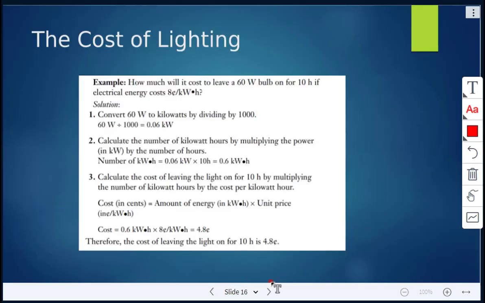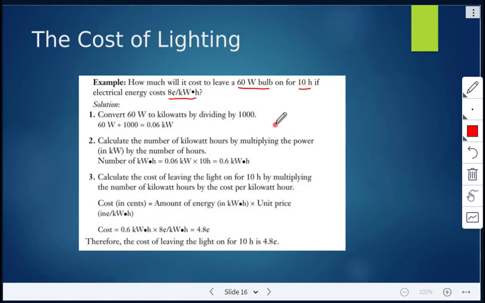All right, so let's take a look at this one example. How much will it cost to leave a 60-watt bulb on for 10 hours if electrical energy costs 8 cents per kilowatt hour? All right, so look at all the information that we are given. We have here a 60-watt bulb. It's on for 10 hours, and we know it's 8 cents per kilowatt hour.